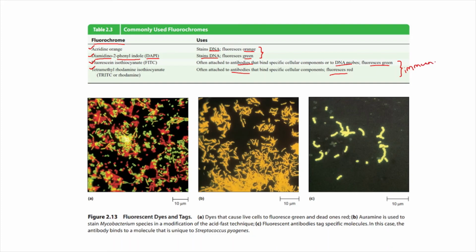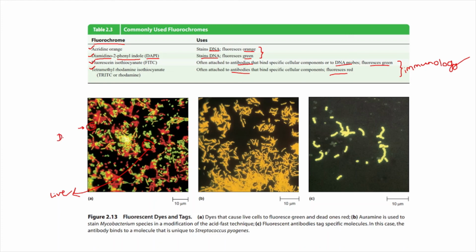In the pictures below I have shown some microscopic images of how fluorescence microscopy looks. Here you will notice that the cells stained with fluorochromes are green. These are actually live cells, which give green color under fluorescence microscopy, and the ones giving red color, like this one, are actually dead cells.